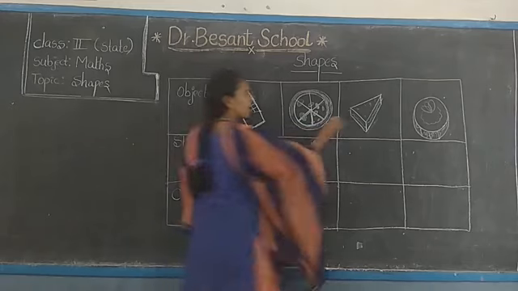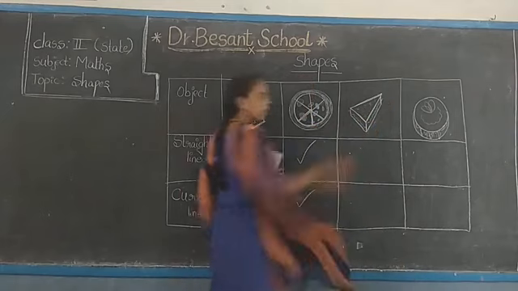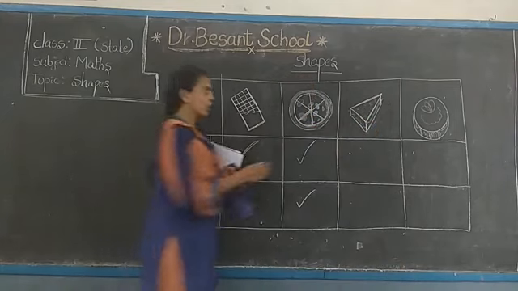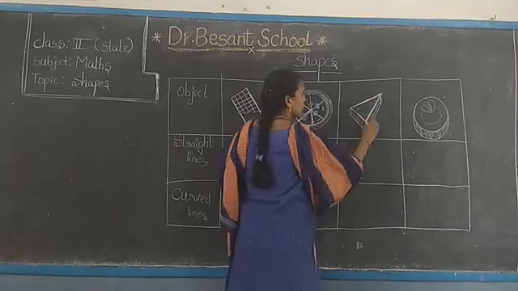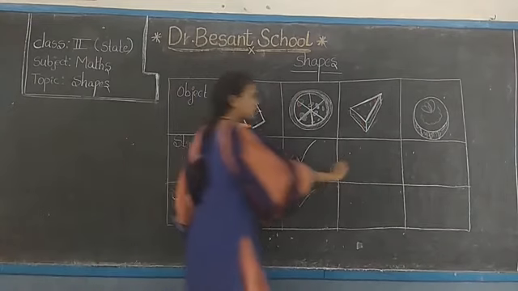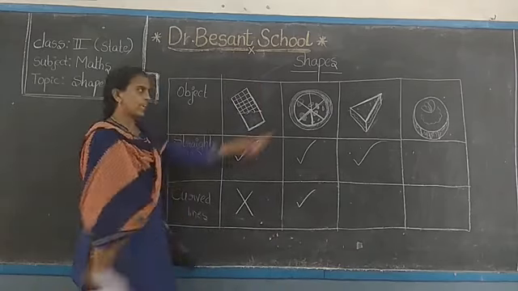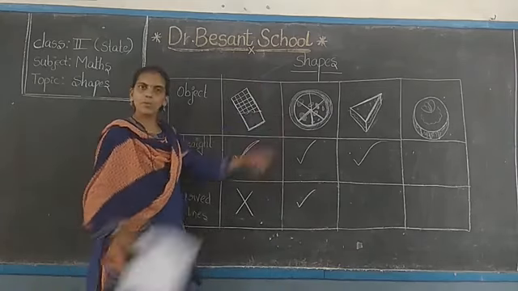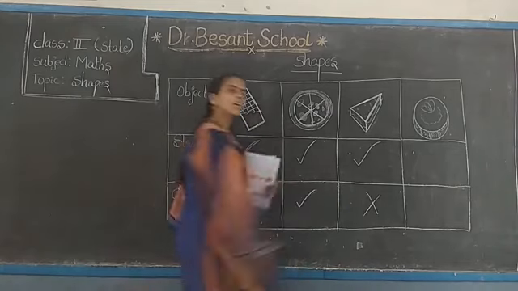Okay. Next comes the sandwich piece. Observe this one. How does this sandwich look? The sandwich looks like a triangular shape where we find only straight lines. So put a tick mark over straight lines here. Do you find any curved lines in this? No. That is why put a cross mark over the curved lines.